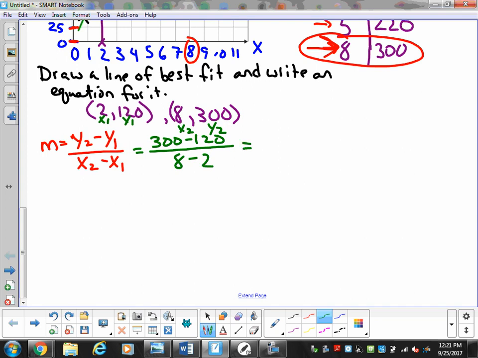So 300 minus 120 is 180. 8 minus 2 is 6. And if I divide that, 180 divided by 6 is 30. So my slope, my m, is 30.